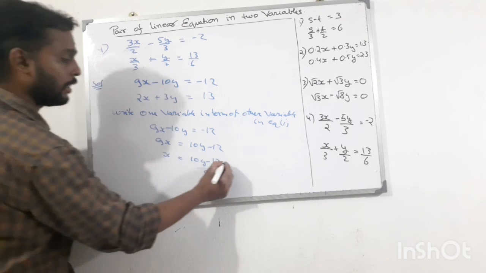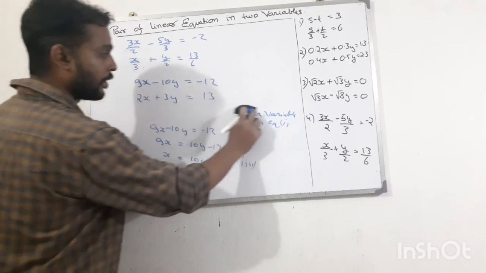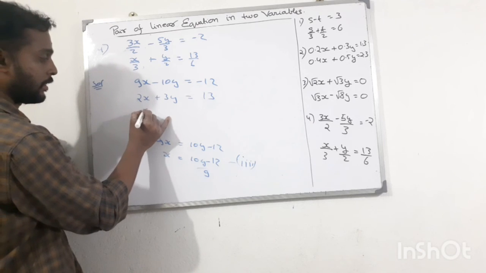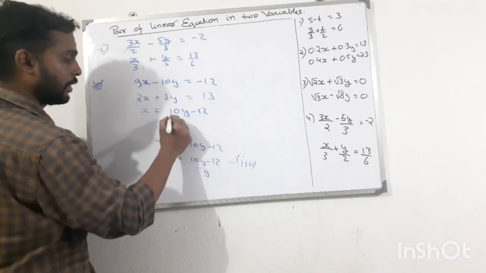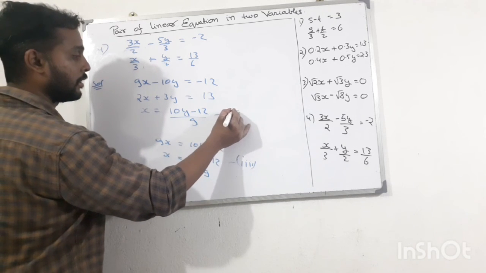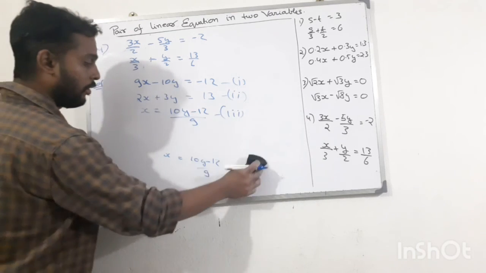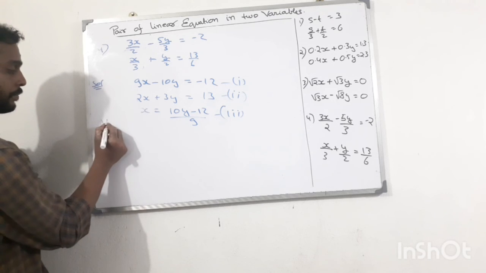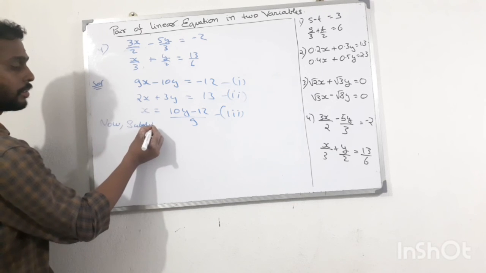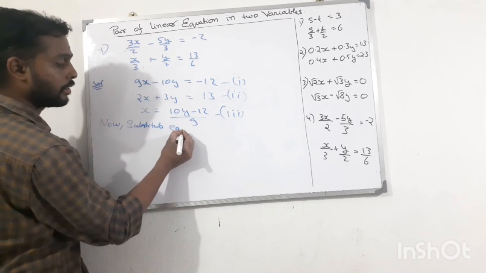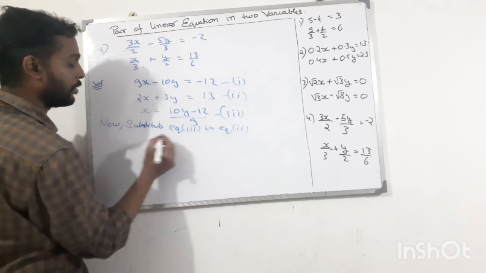So what is our equation third? This is our equation third. We can write here x is equal to 10y minus 12 divided by 9. So this is our equation 1, equation 2 and equation 3. Now substitution method. Now substitute equation third in equation second, this way.